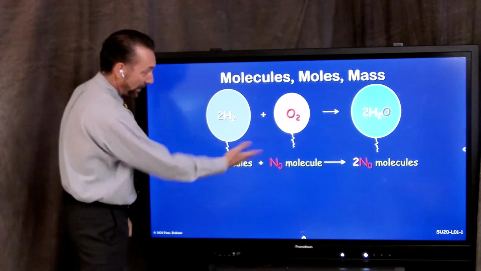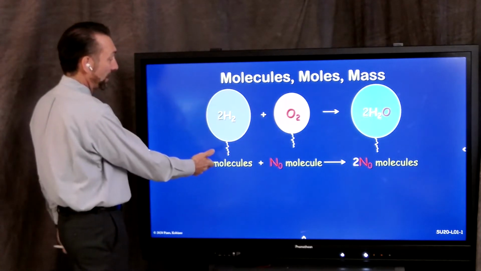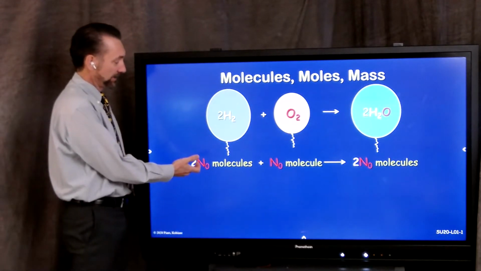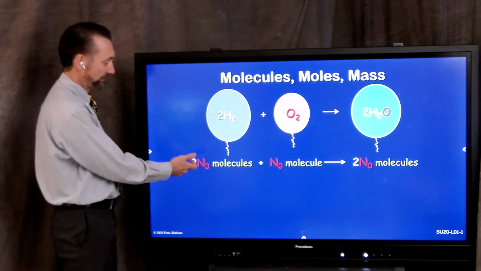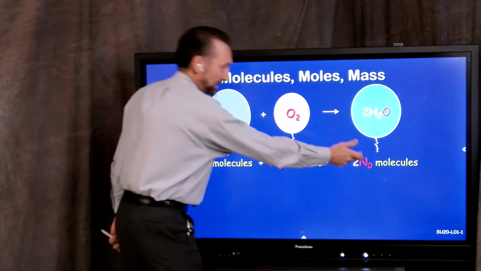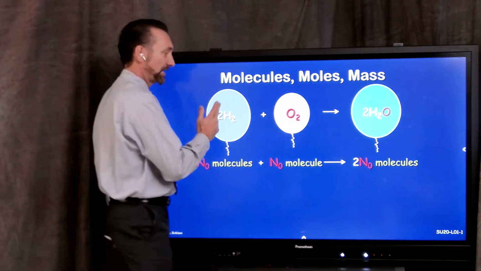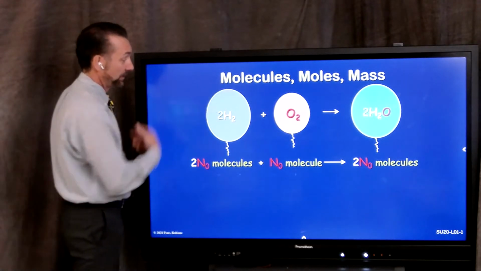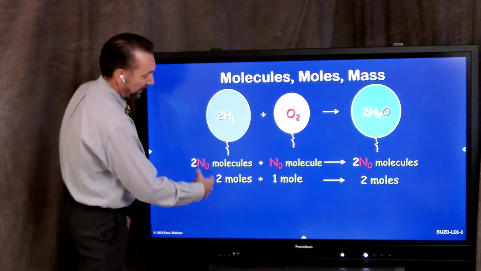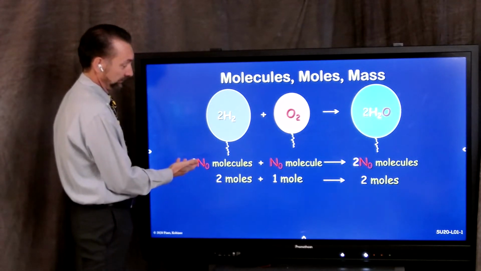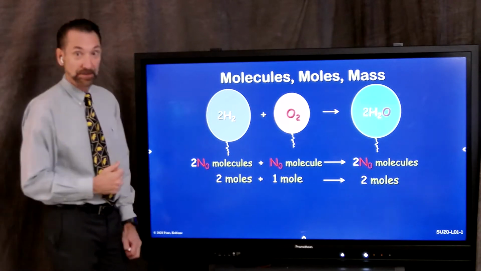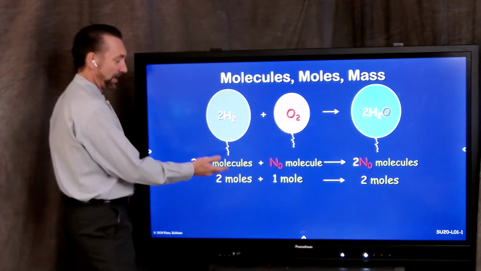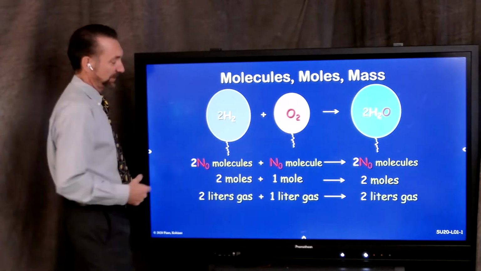We can keep track of the number of molecules. So 2 molecules and 1 molecule go to 2 molecules. And of course, you can multiply that by Avogadro's number. It could be 2 times 6.0 times 10 to the 23rd in each of those. The reaction of molecule to molecule is the same as the reaction of mole to mole, because a mole is just a number of molecules. We show that right here. This number 2, that coefficient in the balanced chemical reaction, translates directly from molecules to moles, and that's what we expect it to do.